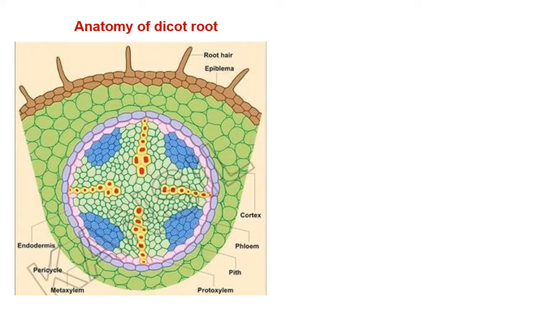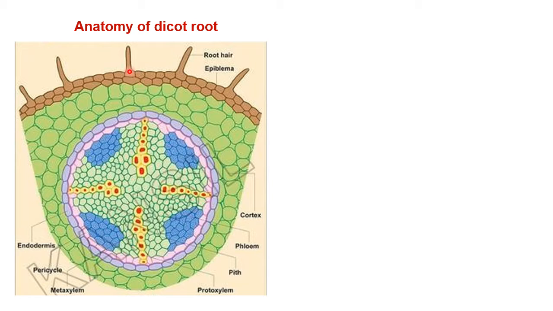Dear students, today our topic is anatomy of dicot root, and today we'll discuss all the internal structures of a dicot root. Now here we have taken the transverse section of a dicot root, and we will look at different parts, different structures present in a dicot root by looking at this transverse section.